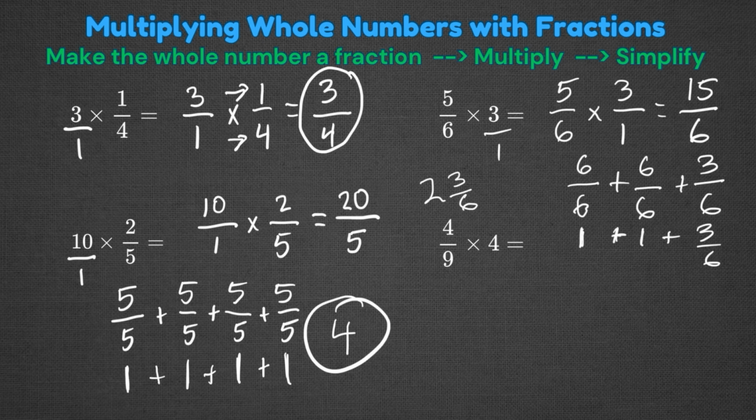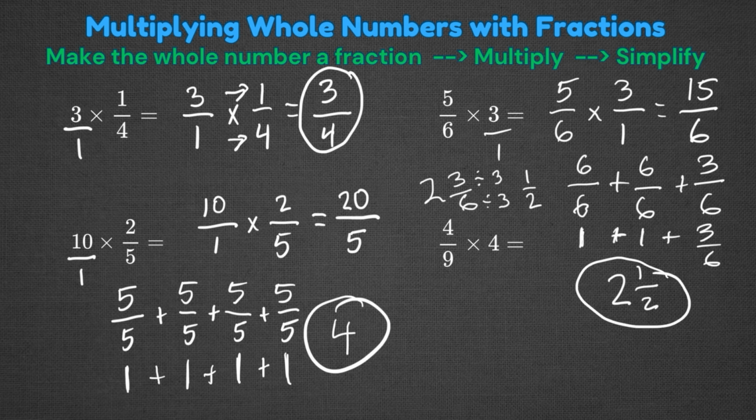But hold on a second. I can reduce 3/6 even further because I know that 3/6 is actually a half. How do I get there? Well, I can divide the top and the bottom by 3, and that gets me to 1/2. So our answer is actually 2 and 1/2.